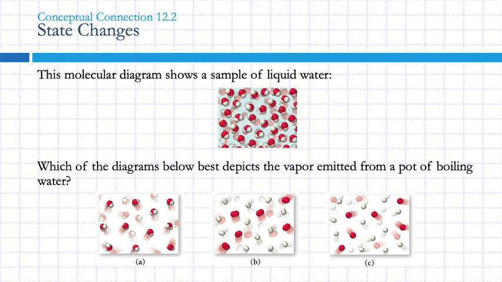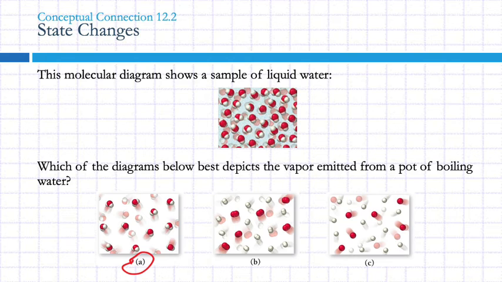So here we have a diagram showing a sample of liquid water, and these are the little, red is the oxygen, white is the hydrogens. They look like little Mickey Mouse heads to me. And we're asked which of the diagrams best depicts the vapor emitted from a pot of boiling water. I've heard a couple of votes for A, and that's correct.